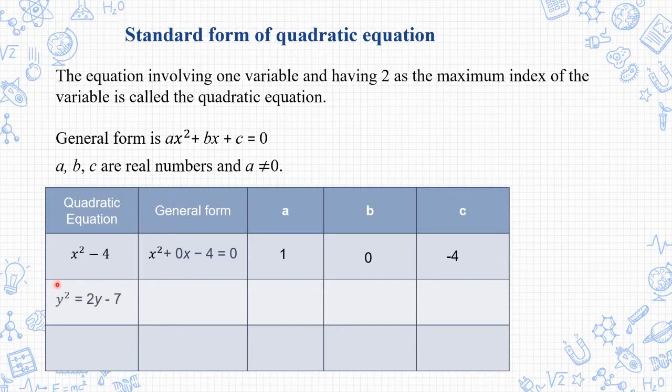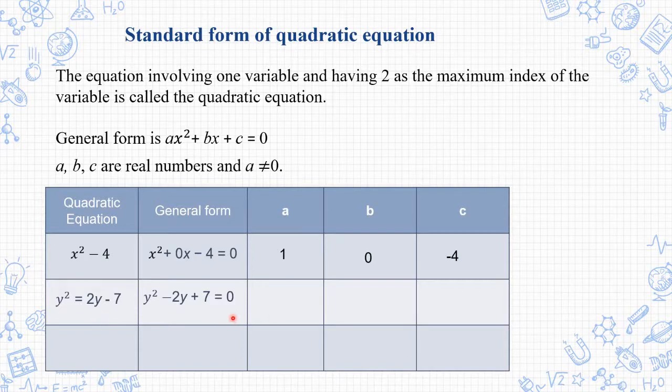Let us see another equation. The other equation is y squared equal to 2y minus 7. If we rearrange this and write it in the general form, we get y square, and we'll take the 2y and minus 7 terms to the other side of the equal to sign. So we get y square minus 2y plus 7 equal to 0.